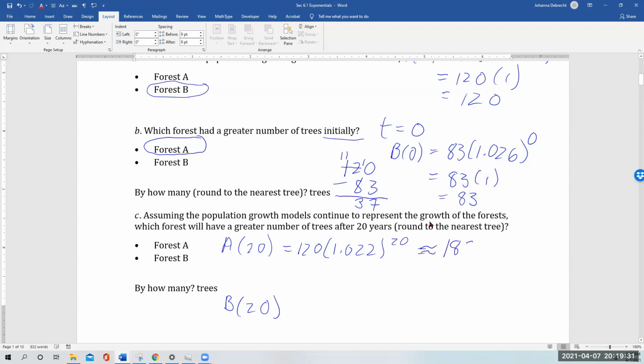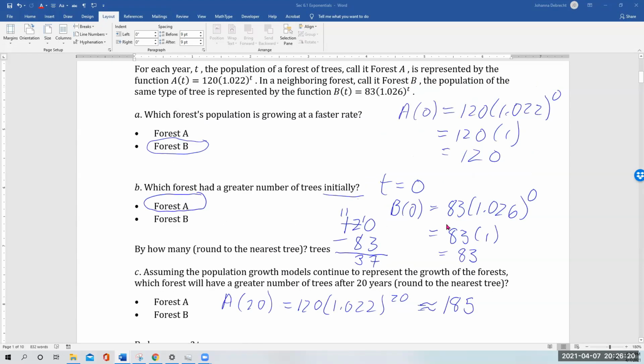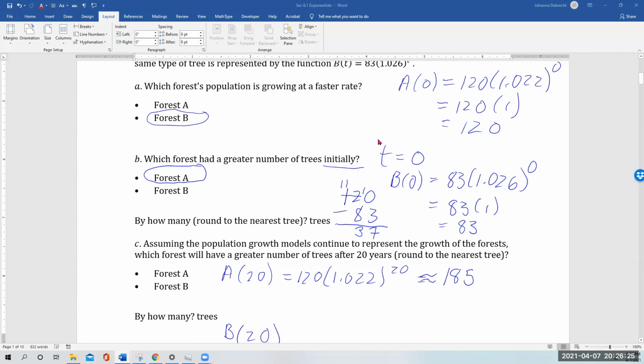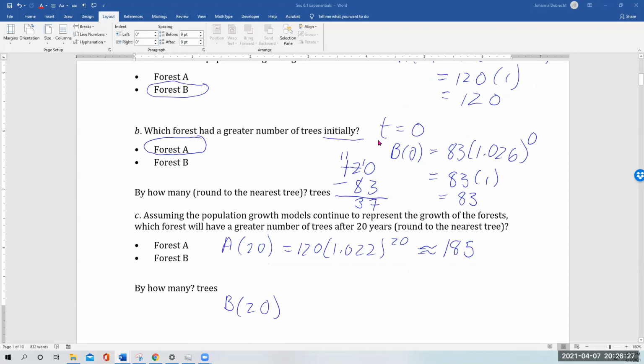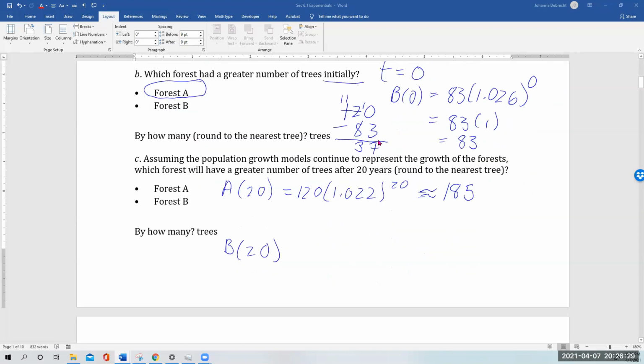Let's now repeat the process on forest B's information. That means that we need to take the number 20 and plug it into the B forest equation. 83 times 1.026 raised to the t power, and t will be 20. So that will give us 83 times 1.026 raised to the 20th.